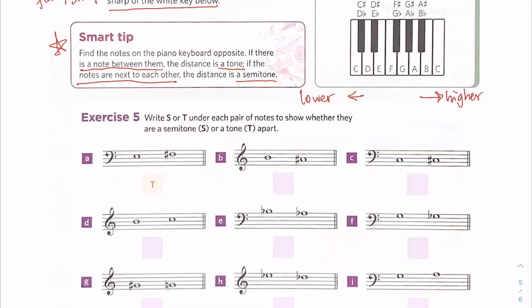Exercise 5. Write S or T under each pair of notes to show whether they are a semitone or a tone apart. We're going to use the keyboard here as a reference. Question A, bass clef. We have an E and an F sharp. So we are going to find these two notes on the piano. E, this is F sharp. So one semitone, two semitones. The answer is T.